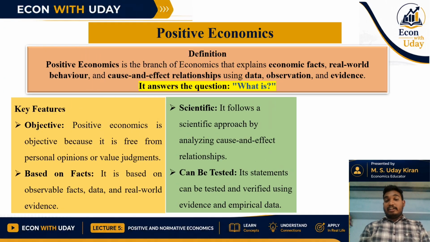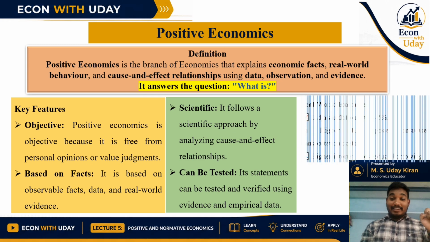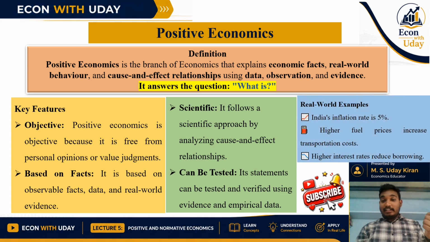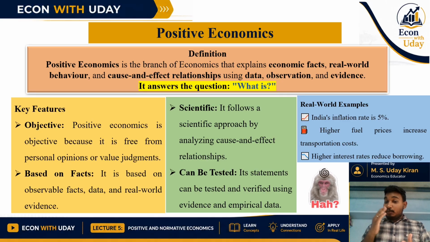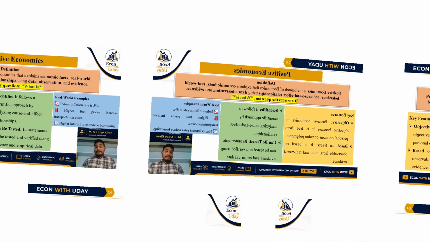And here, it is scientific. It follows a scientific approach by analyzing cause and effect relationships, and it can be tested. Its statements can be tested and verified using evidence and empirical data. And here you can see a real-world example of positive economics. India's inflation is increasing by 5%. Higher fuel prices increase transportation costs, and higher interest rates reduce borrowing.